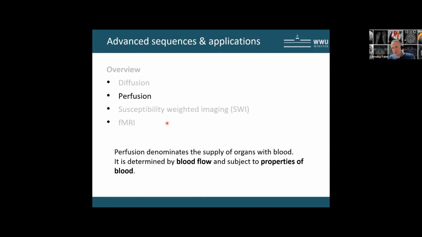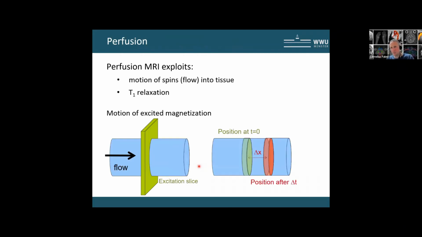What is perfusion? Perfusion is the term that describes supply of organs with blood. Perfusion is determined by blood flow and, of course, by the properties of blood, and it tells you how much nutrients like oxygen or metabolites are brought into the tissue by blood flow.